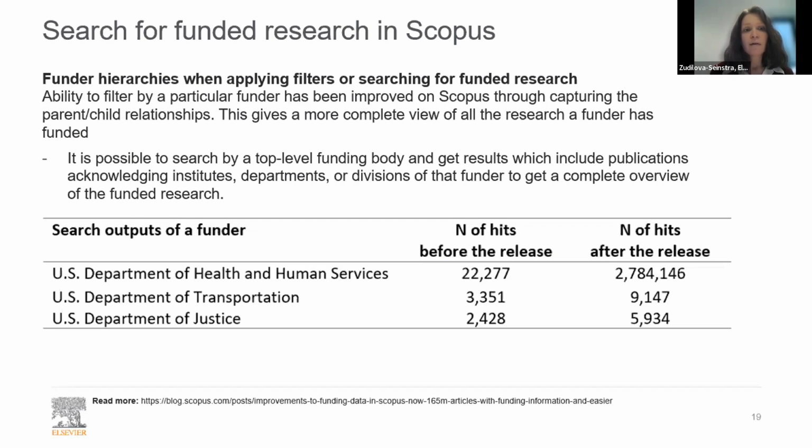So for instance, now on the screen, you see some results for 3 funders that we pre-selected. And if we look at the first row, the US Department of Health and Human Services, before we made this improvement, it was possible to find around 22,000 documents in Scopus. But now with the improvements made, it's almost 3 million documents that you can find. And the same holds for the US Department of Transportation. We managed to increase the number of searchable records 3 times, and for the US Department of Justice, it's actually around 2 times more.